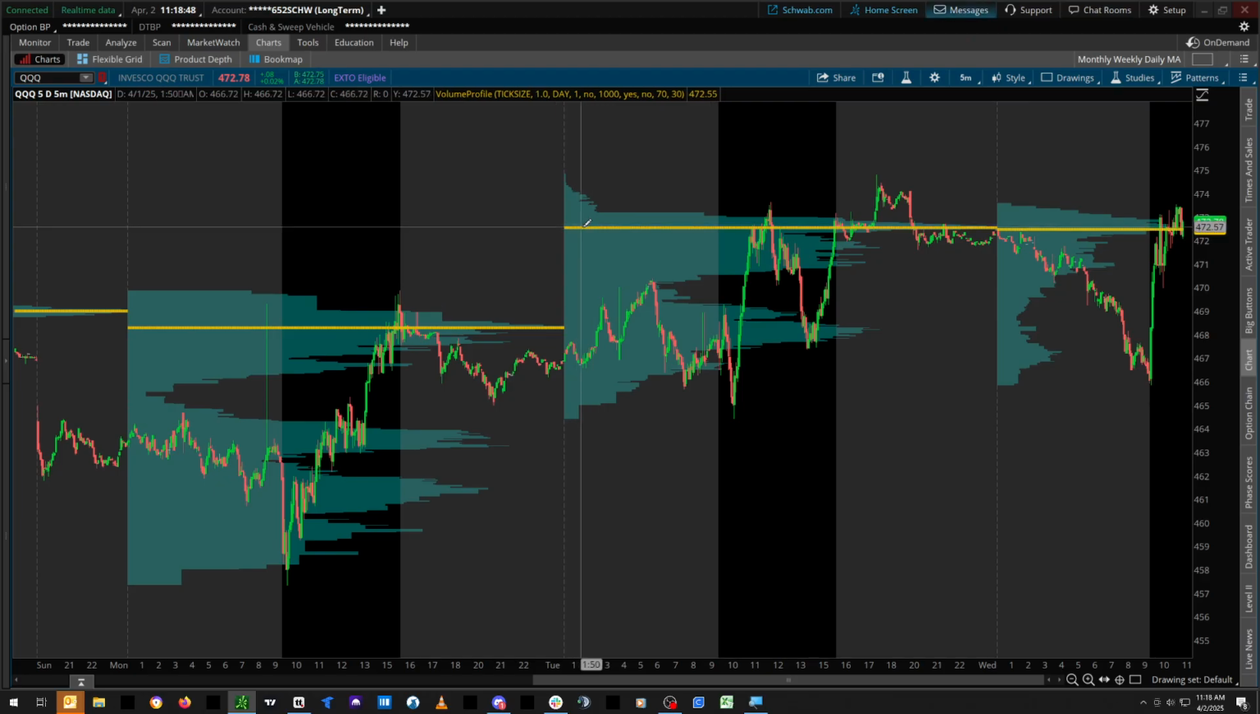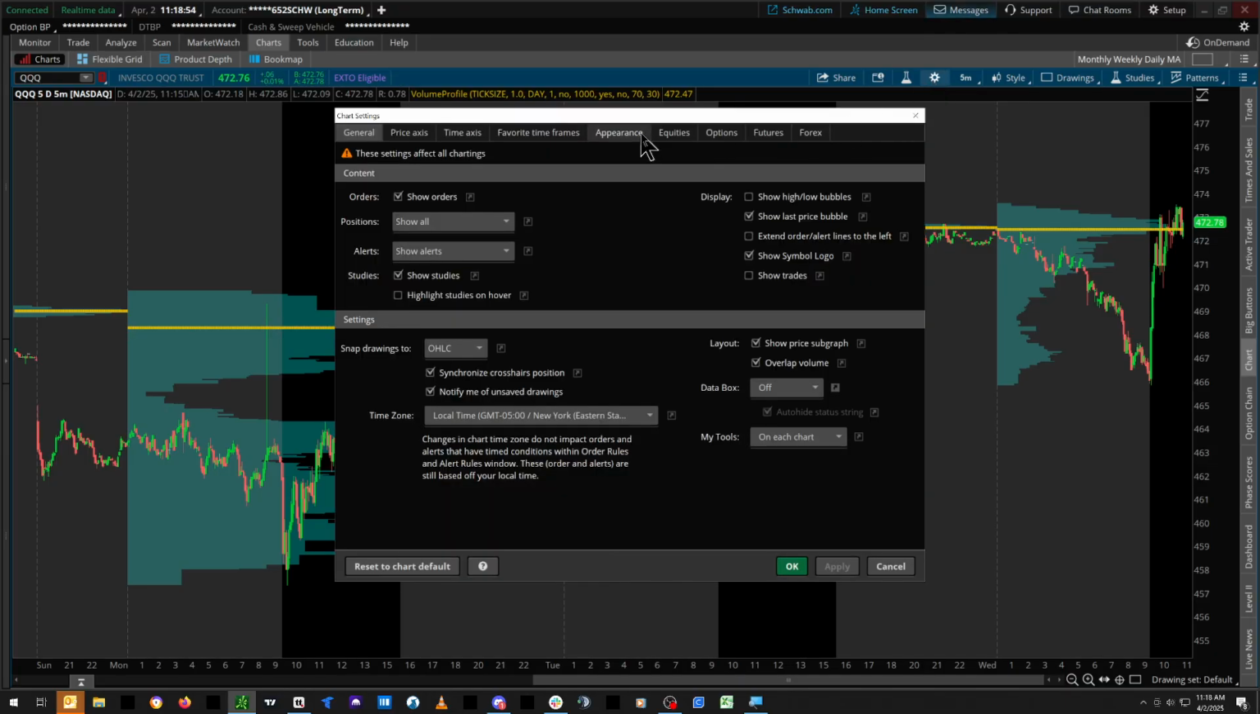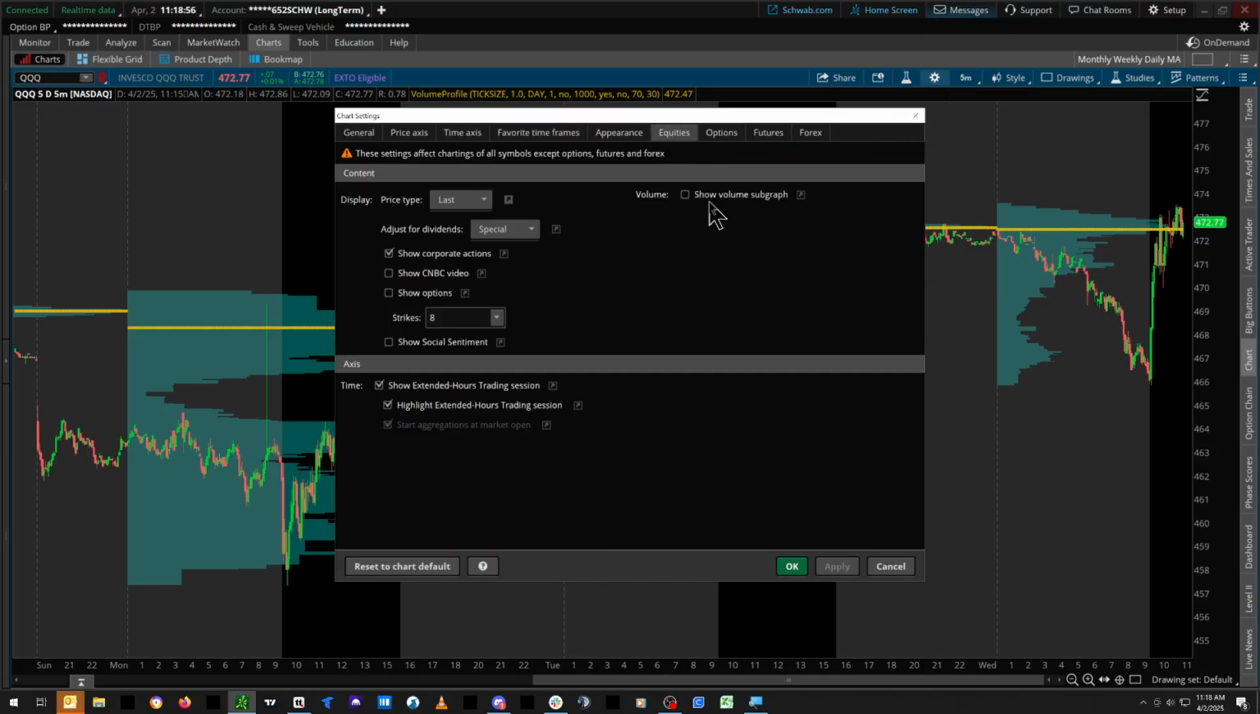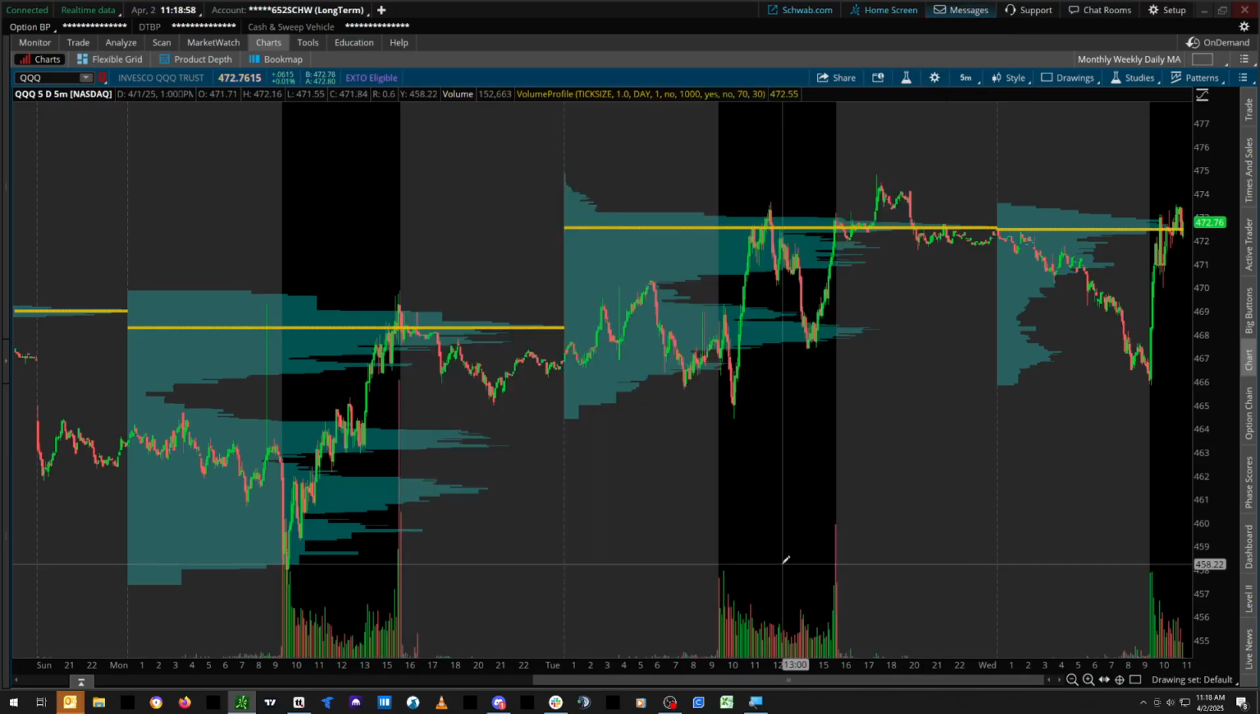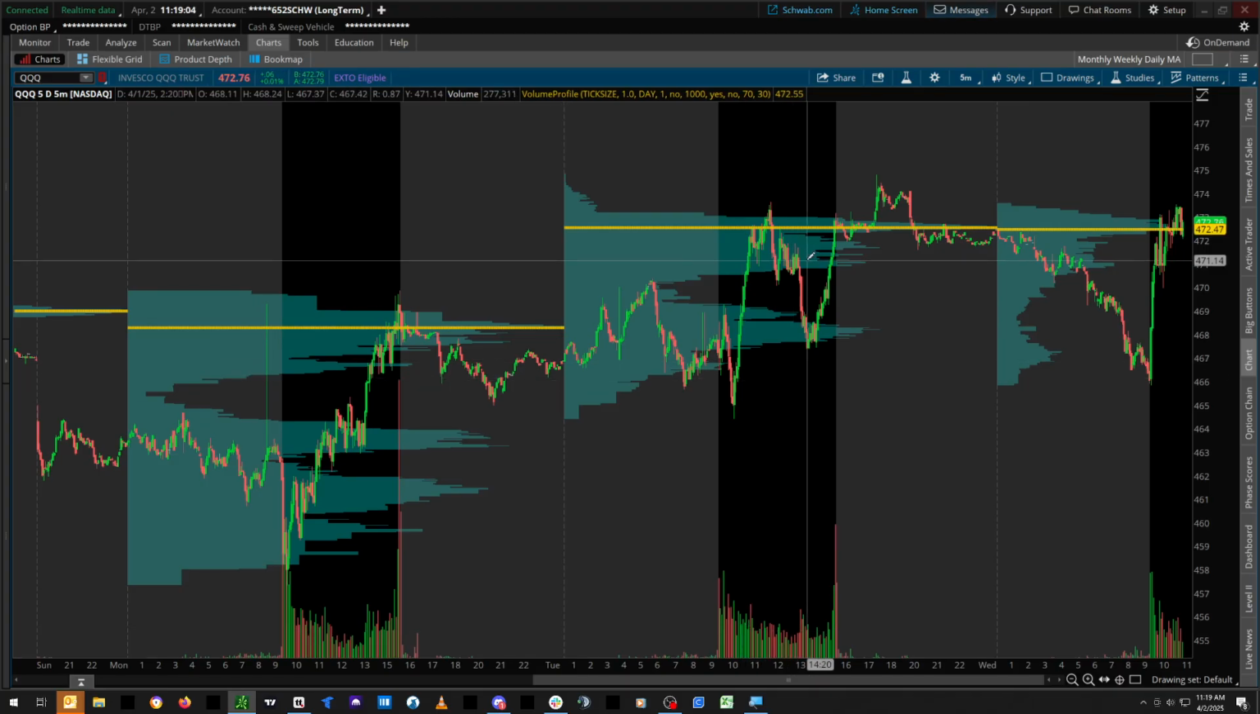Now notice this is volume by price as opposed to volume by time. What are we on? Equities. This is volume by time. Down here, this is volume by price. So now let's expand this. Let me back out.